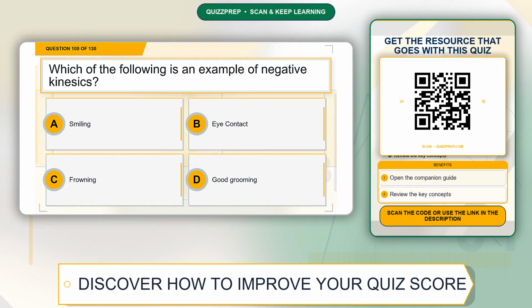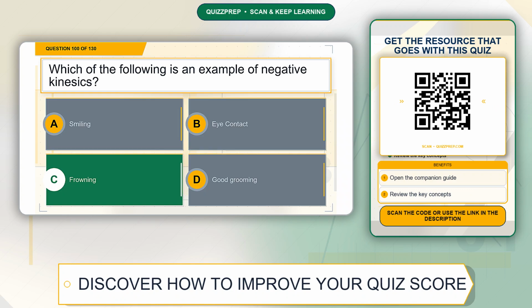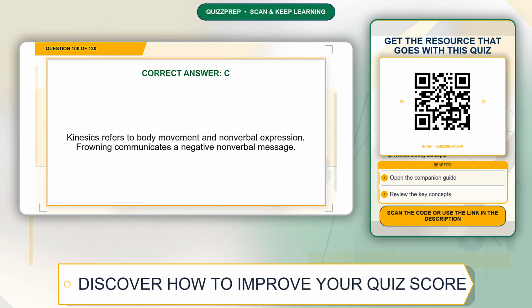Question 100. Which of the following is an example of negative kinesics? Option A, smiling. Option B, eye contact. Option C, frowning. Option D, good grooming. The correct answer is option C, frowning. Explanation. Kinesics refers to body movement and nonverbal expression. Frowning communicates a negative nonverbal message.